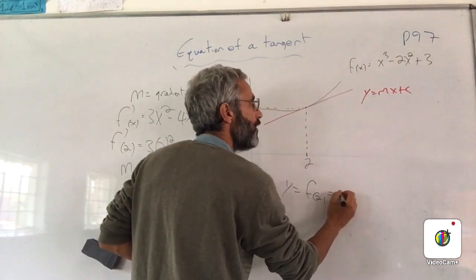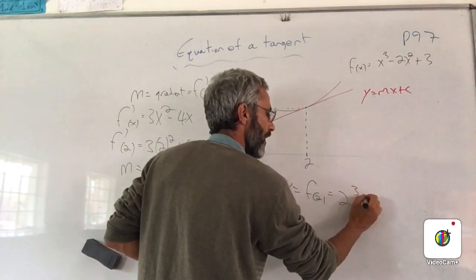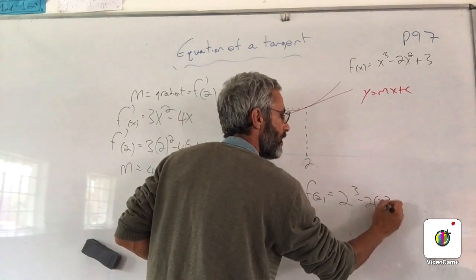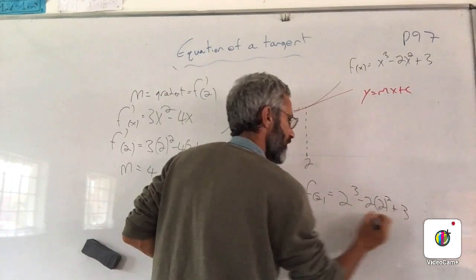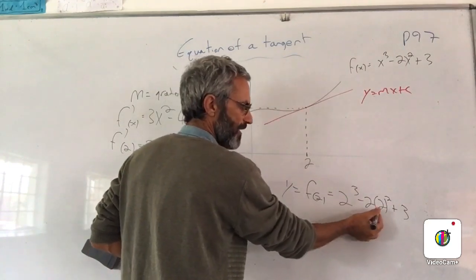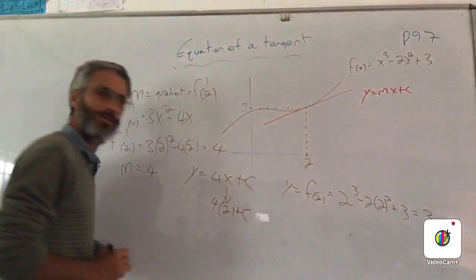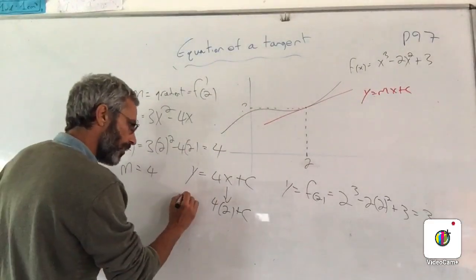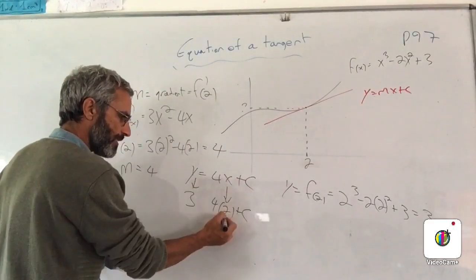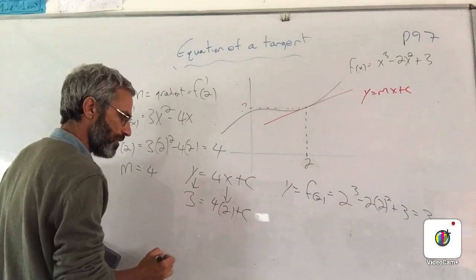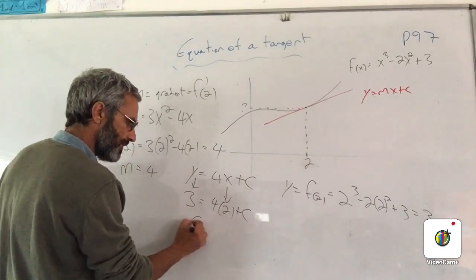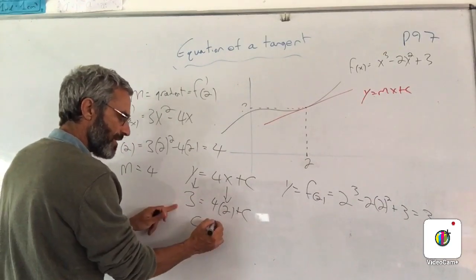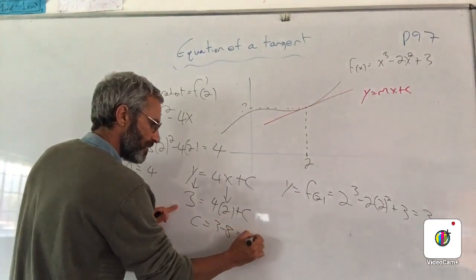That one. Okay? So it's going to be 2 cubed minus 2 times 2 squared plus 3, which is, what's that? 8 minus 8, which is equal to 3. So now write, y when x is equal to 2, y is equal to 3. And I've got c equal 3 minus 8, which is minus 5.